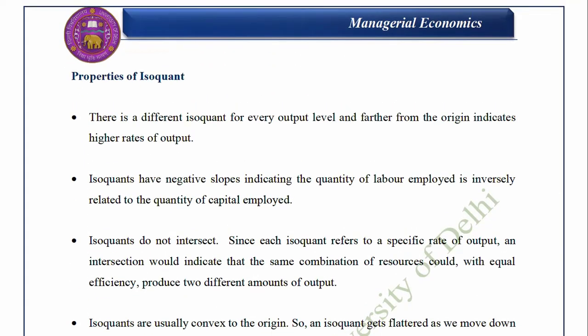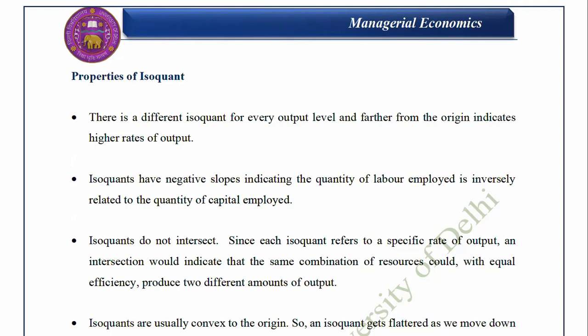Properties of isoquant. Number 1. There is a different isoquant for every output level, and farther from the origin indicates higher rates of output. Second, isoquants have negative slopes, indicating the quantity of labor employed is inversely related to the quantity of capital employed.